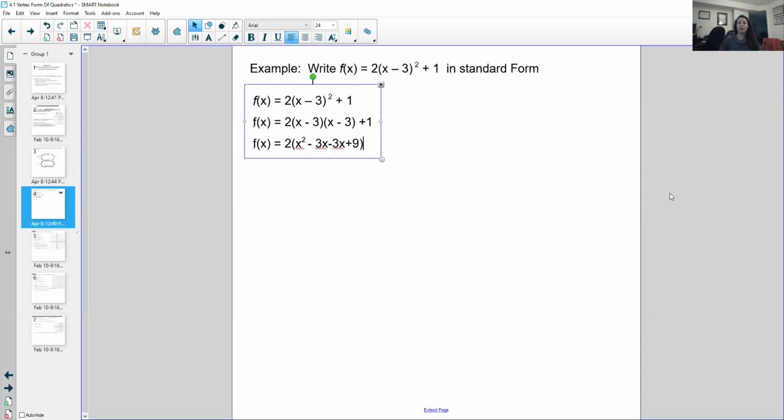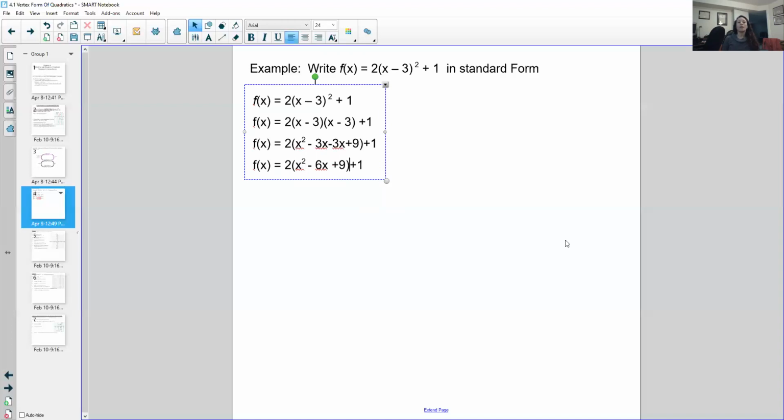I'm going to close my bracket, right? I'm keeping my brackets, and then I'm going to keep the plus 1 at the back because I haven't touched it yet. I'm going to simplify these two terms in the middle. Negative 3x minus 3x. Remember, you're looking at the signs all the time. Negative 3 minus 3 is negative 6.